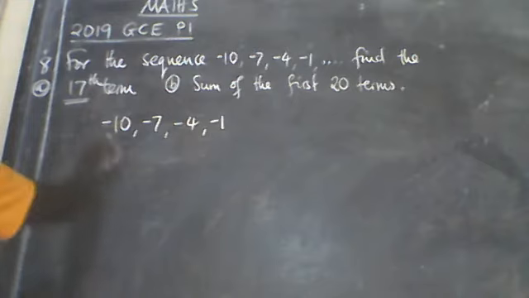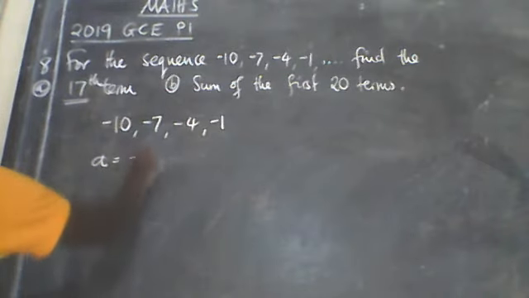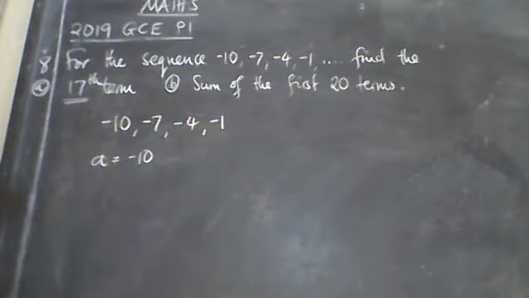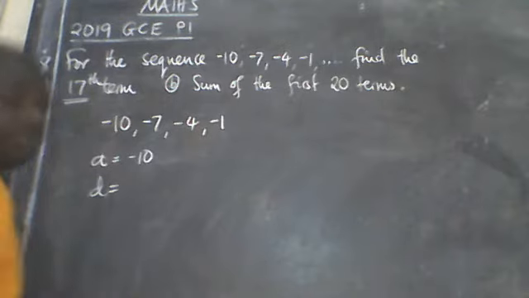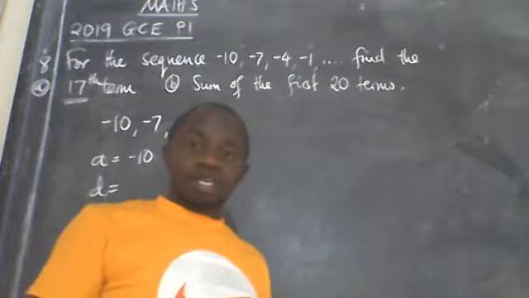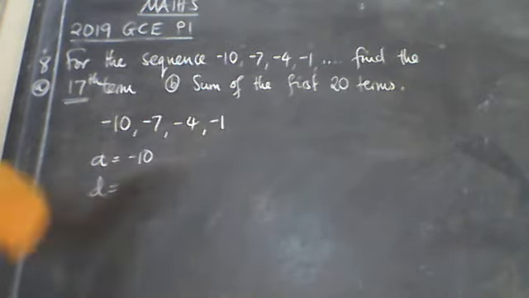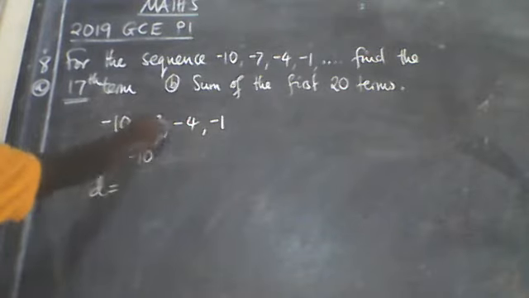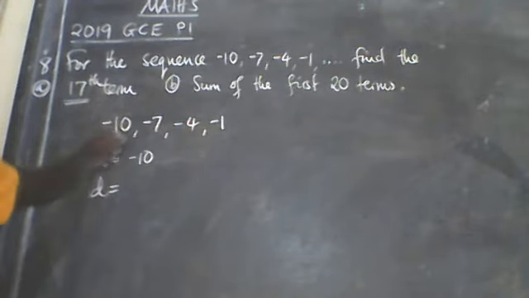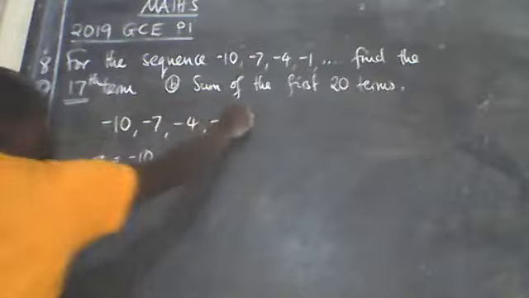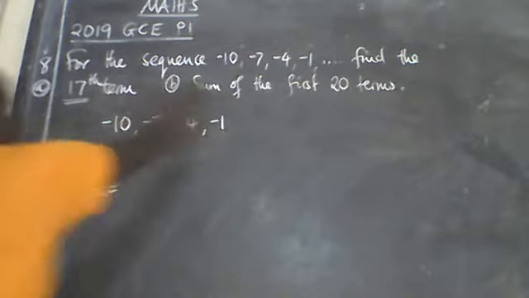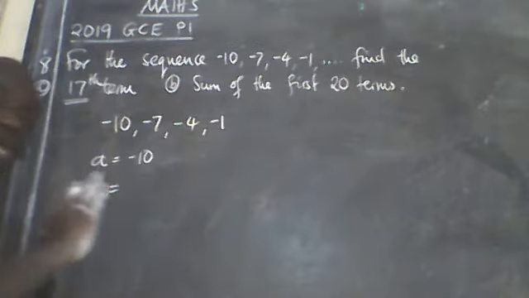So the first term is negative 10. Then we also need to have our D, meaning the common difference, if at all this is an AP. So for an AP, to find the common difference, it is always the second term take away the first. It should be common; if there are different numbers, then it is not an AP.